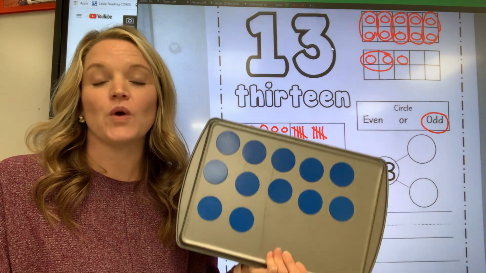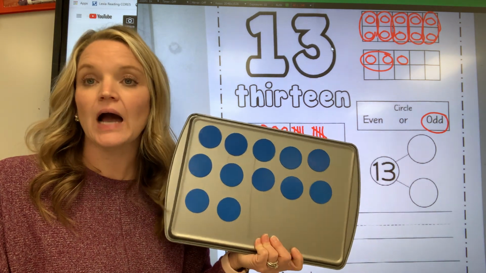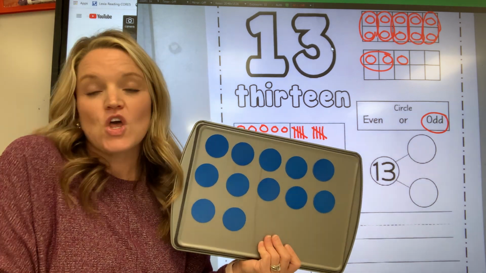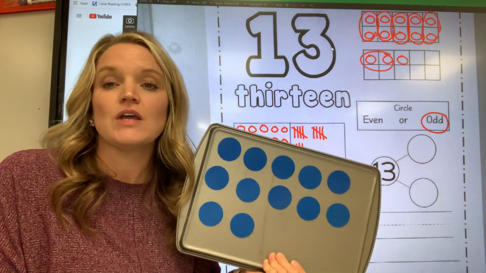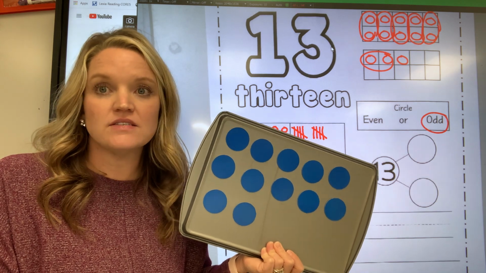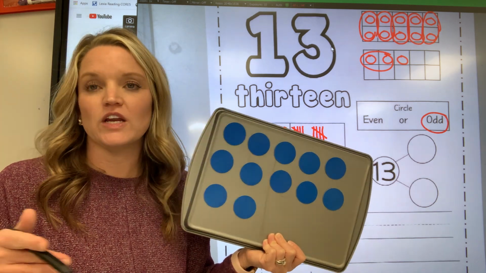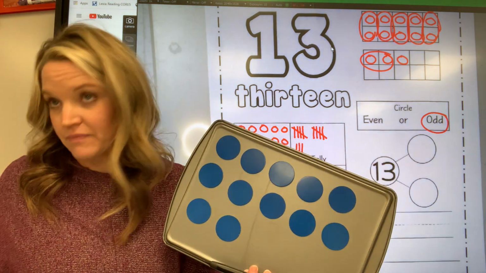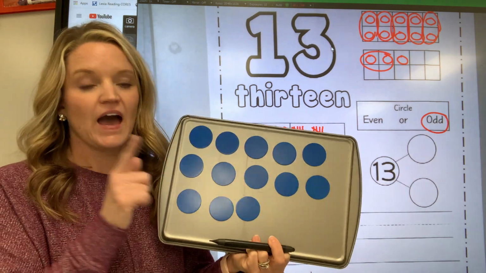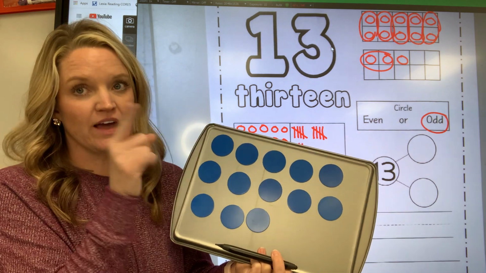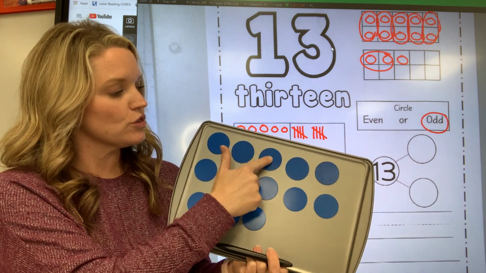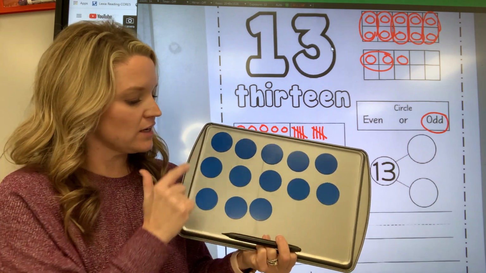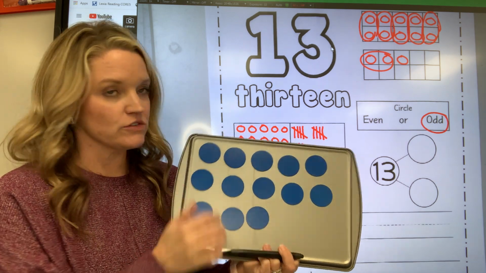Now, let's work on our number bond. And I'm going to start with 13 circles again. I want you to pause this video and get 13 of something. 13 pieces of candy, 13 crayons, anything you want to use that's small, get 13 of them. Okay, I have 13 circles. Let me count and double check. 1, 2, 3, 4, 5, 6, 7, 8, 9, 10, 11, 12, 13.